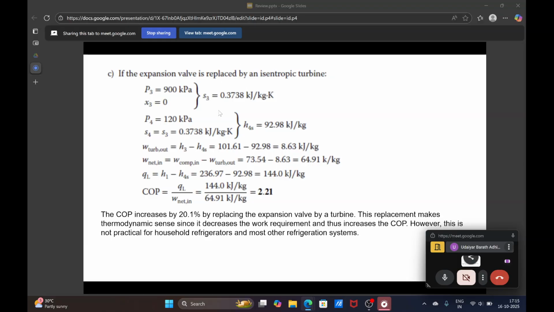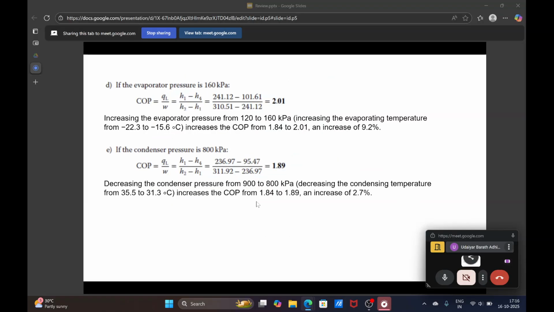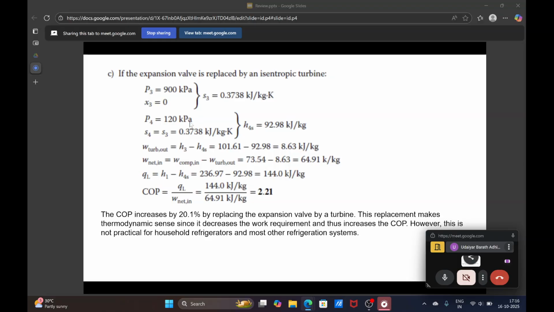So it's all in favor of moving to an isentropic turbine. However, the problem is it's not practical, as it will not be reliable because you are operating in a two-phase region. And it will also cost more. So capital cost will also increase; even if it is okay to go ahead with the turbine, your capital cost will be more because you have to operate a turbine.